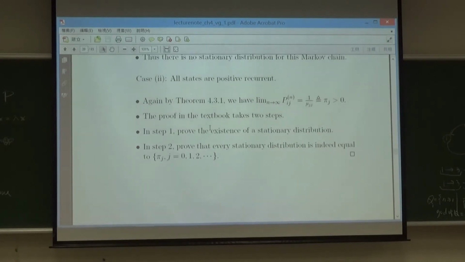But before you read the proof in the textbook, I encourage you to study my lecture notes first, because my theorem is much more general and better than the statement in the textbook.